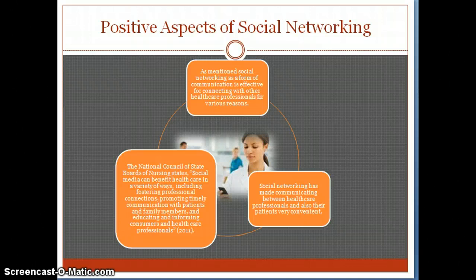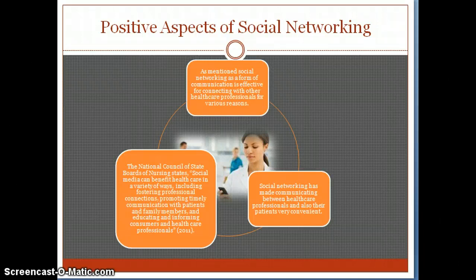Social networking could be used in this example for the physician trying to contact the dietitian for a consult on the patient. Just to discuss some, there may be some issues that the physician wants to discuss personally with the dietitian or the nurse. So there is one example of a positive aspect of social networking.